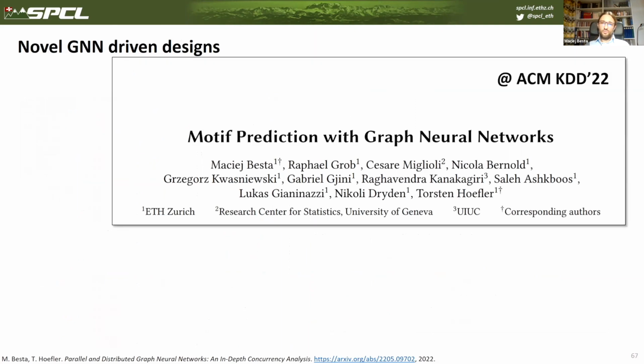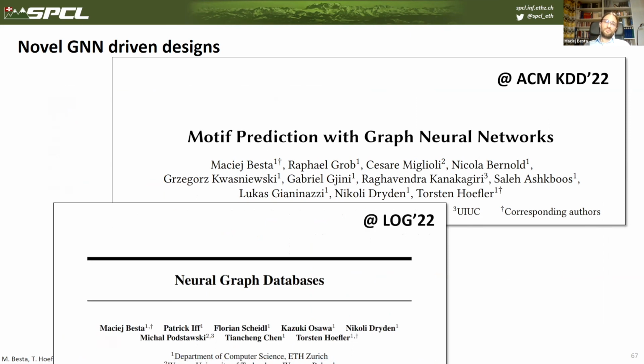And finally, feel free to check how we apply some of these insights from this investigation into devising new GNN models that we use to solve problems such as motif prediction, or how we apply some of these insights into more system design aspects of GNNs, for example, combining GNNs with graph databases.